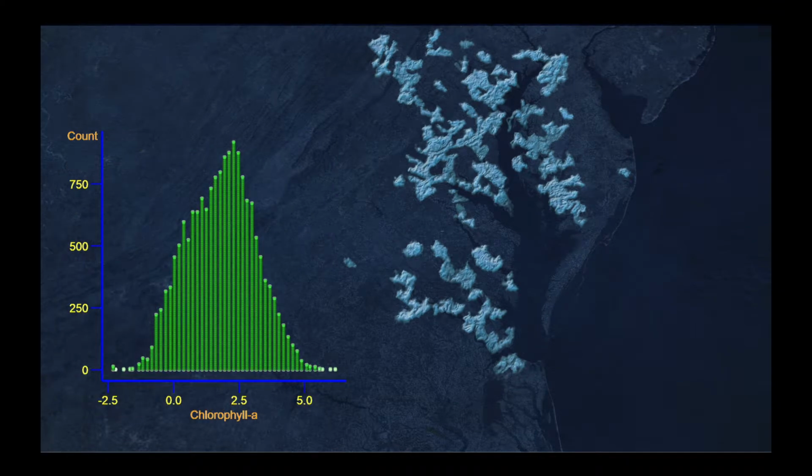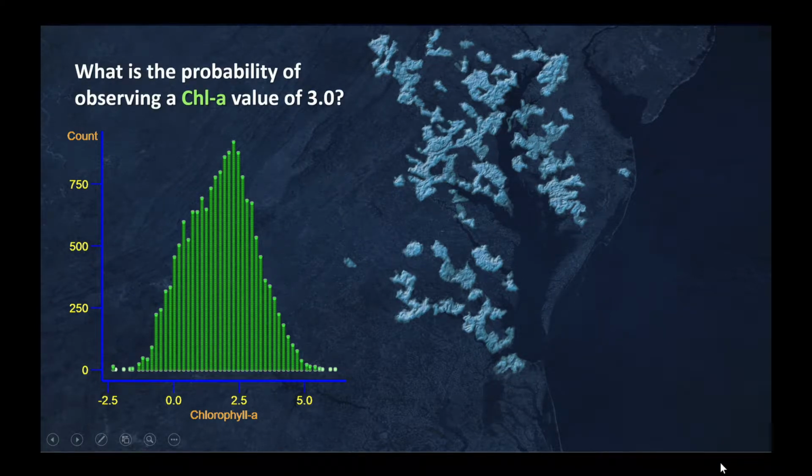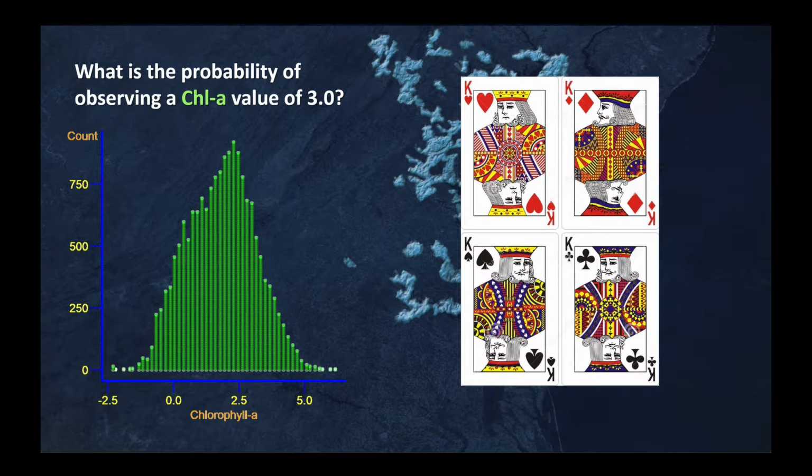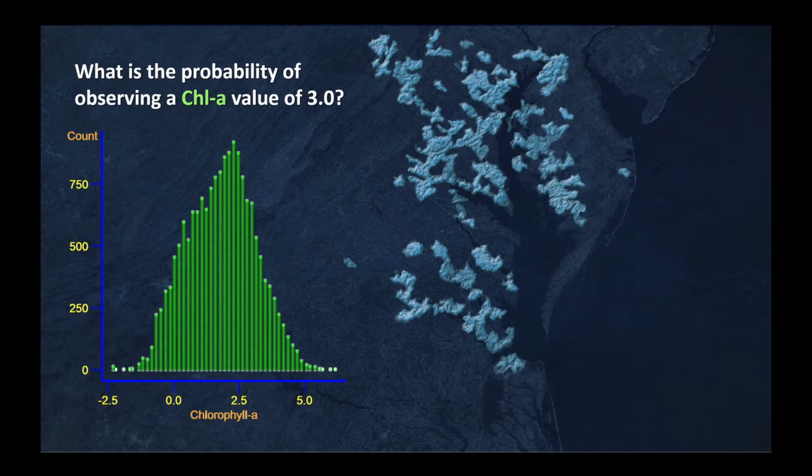Consider a chlorophyll A value of 3 milligrams per liter. What is the probability that the randomly chosen observation has this value? Well, what is the probability that I draw a king from a deck of cards? There are 4 kings out of 52 cards, so the probability of drawing a king is 4 over 52 or 1 over 13. Similarly, there are 671 observations with a chlorophyll A value of 3. Dividing this by the number of total observations yields a probability of 0.04.